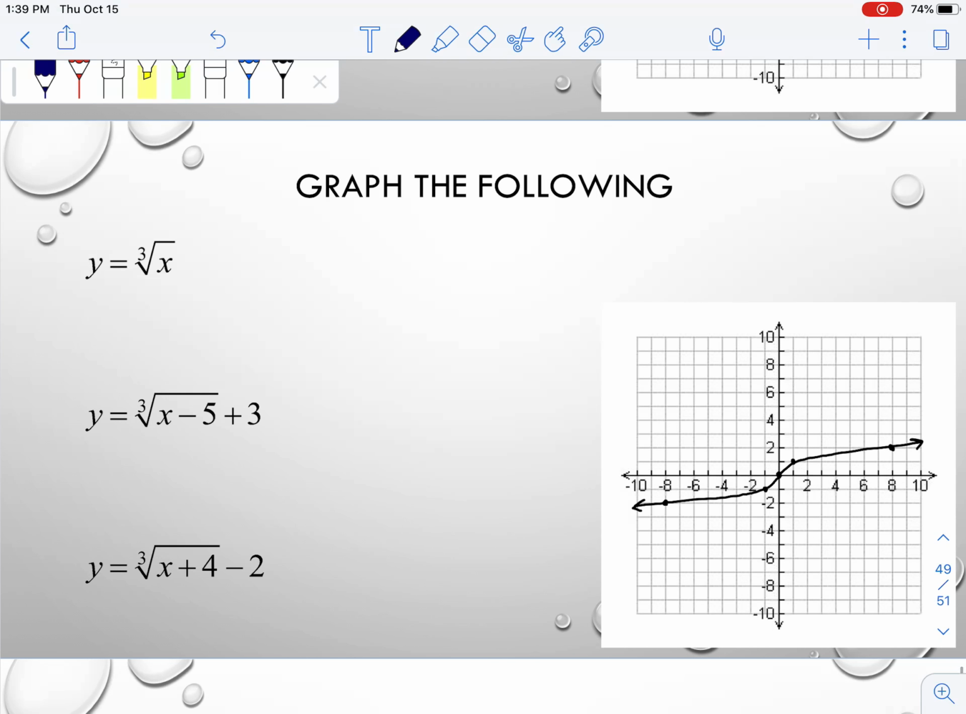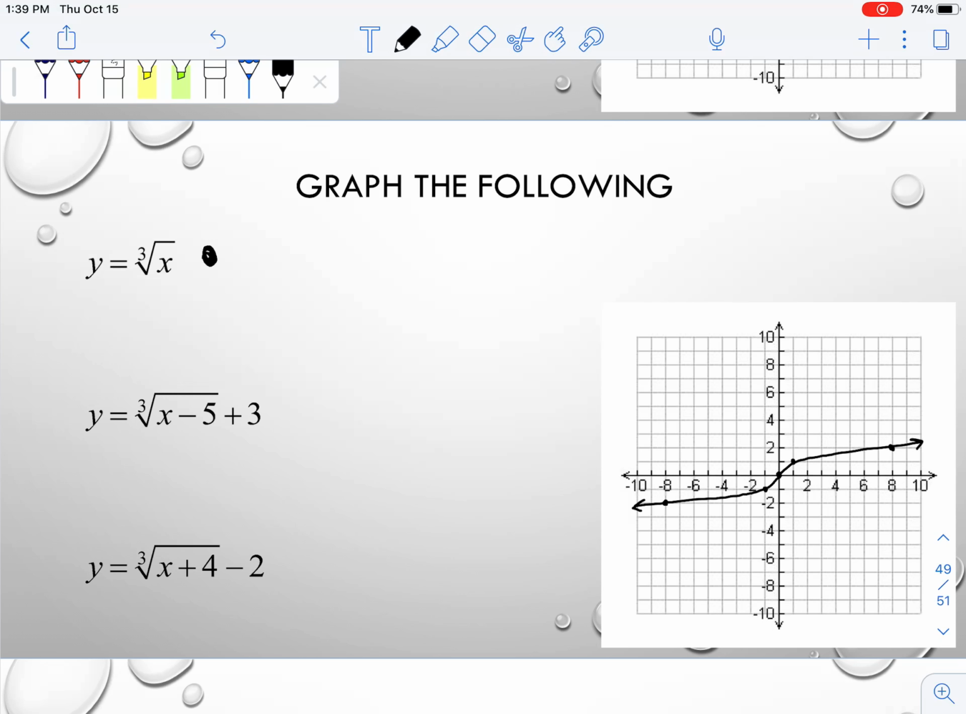Okay, this is the cube root graph. So I graphed the parent there in black over on my graph already. Just plotted the important points. The cube root of 1, 0, 1, and 8, and then the negatives, -1 and -8. So that one's in black.